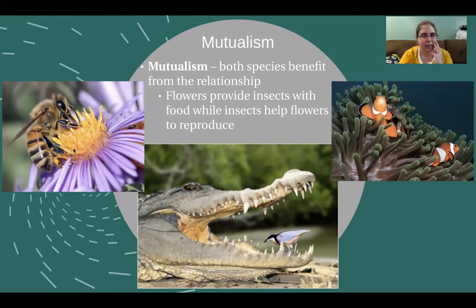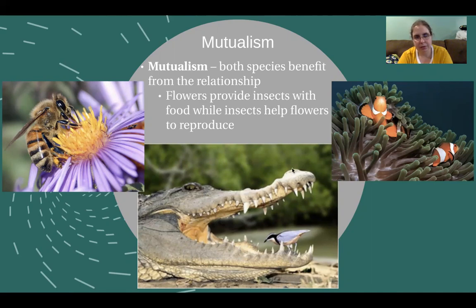The bee and the flower. The bee gets food when it goes to the different flowers. It gets nectar and all that. Pollen sticks to its legs, and as it goes from one flower to the next, it can fertilize the different flowers with the pollen that's stuck to it. So the bee gets food, the flower gets help during reproduction.